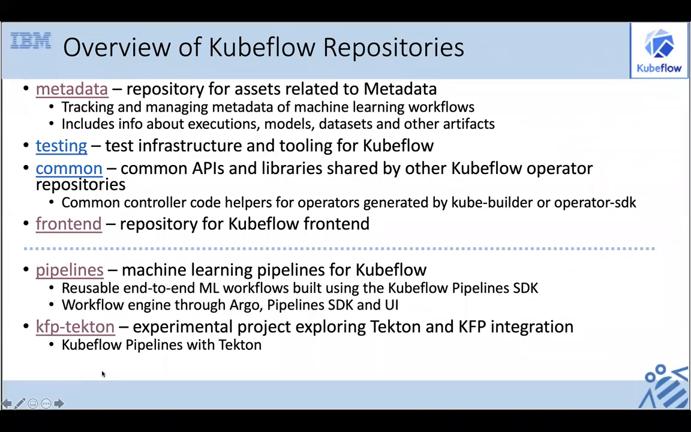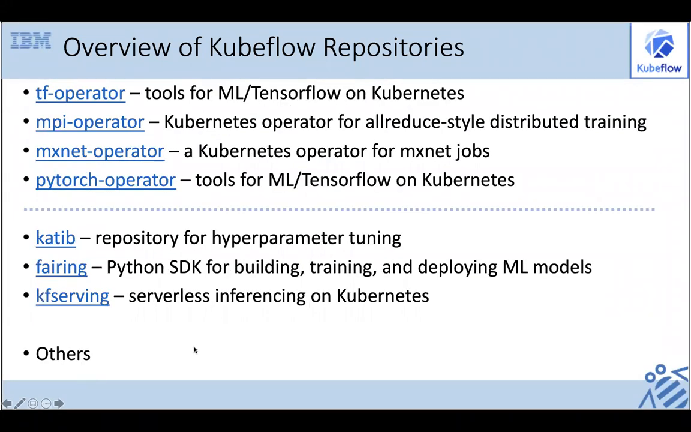And then let's go to the next set of repositories. Over here, you will see a list of operators like TF operator, MPI operator, MXNet operator, and PyTorch operator. Those operators are for doing distributed training based on different frameworks or different protocols. The TF operator is mostly for TensorFlow using its native functionalities.